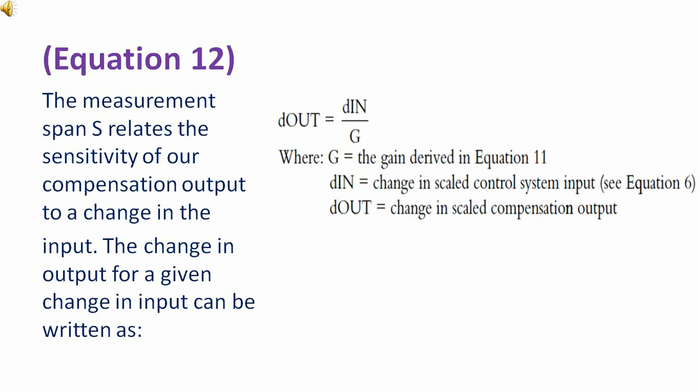Measurement span S relates the sensitivity of our compensation output to a change in the input. The change in output for a given change in input can be written as D out equal to D in upon capital G, where G is equal to the gain derived in equation 11. D in is the change in scaled control system input, see equation 6. D out equal to change in scaled compensation output.